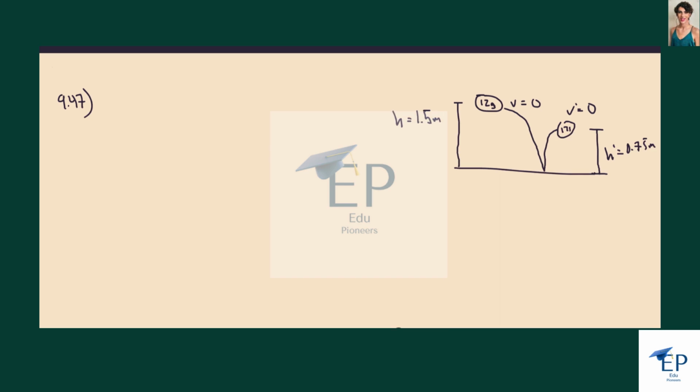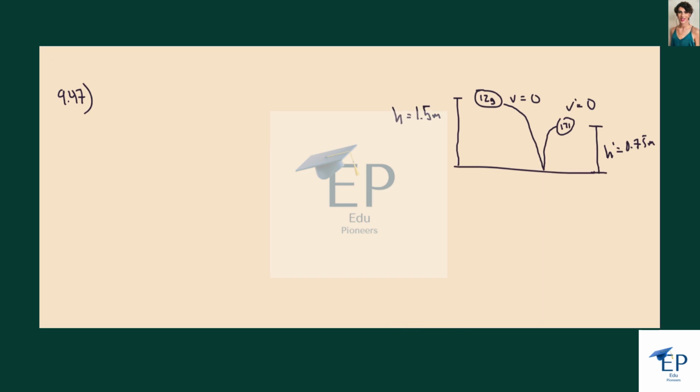Okay, so we're doing chapter 9, problem 47. It says we drop a 12-gram ball from a height of 1.5 meters, and it bounces up to half that height, 0.75 meters. What was the total impulse on the ball when it hit the floor? Well, we know impulse is just the change in momentum, so that's what we're trying to find.